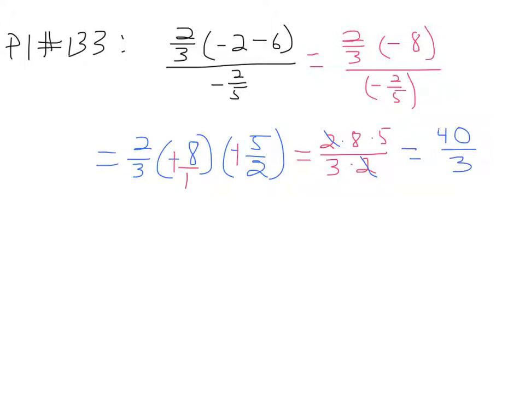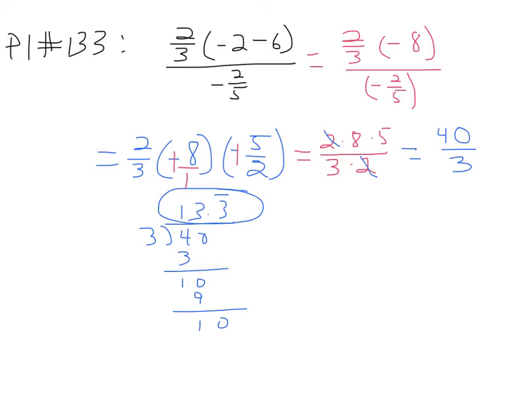Now at this point, I really don't even need a calculator, right? Because I can do long division on this thing. 40 divided by 3, well, 1, 3. Okay, 1 and 10. 3 3s will get us to 9, and 3 3s will get us to 9, so this is going to be 13.3 repeating. No calculator required.